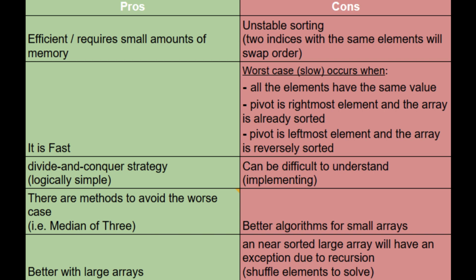The cons are, it has unstable sorting, which can cause 2 indices with the same elements to swap order. The worst case scenario occurs when all the elements have the same value, the pivot is the rightmost element and the array is already sorted, or the pivot is the leftmost element and the array is reversely sorted. The already sorted scenarios can be avoided by shuffling the elements and then sorting them. Quicksort is more difficult to implement versus other sorting algorithms. There are better sorting algorithms for smaller arrays.